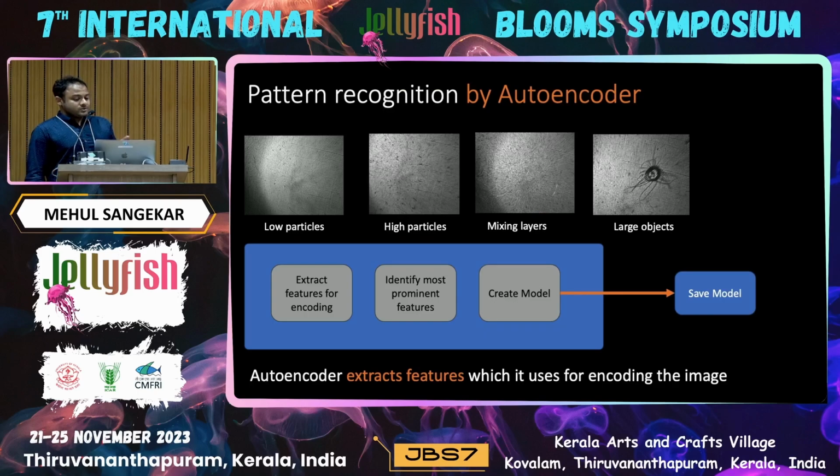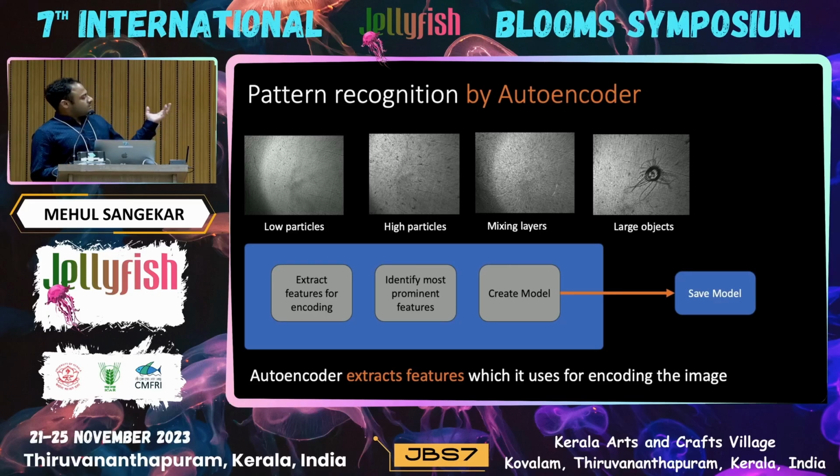The idea is to use something like an autoencoder. Very roughly, videos use different compression for different frames. Something very complex gets compressed differently from something which is not so complicated. So we trained the autoencoder to look at different frames which have low particles, high particles, mixing layers, and big objects, and then made a model.